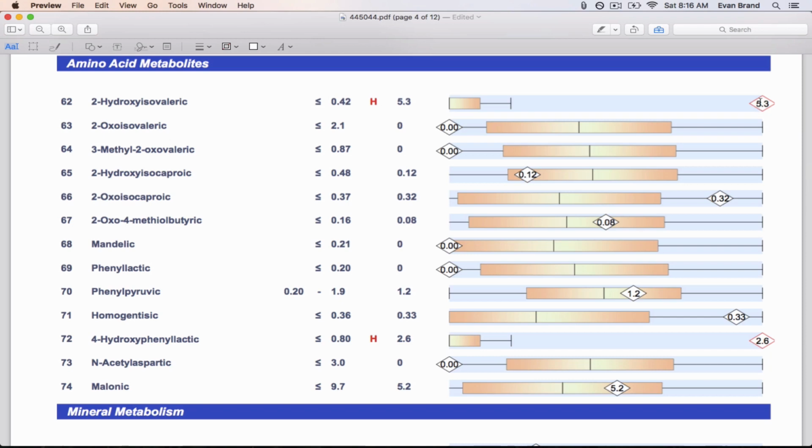So then we see some amino acids that are flagged high here as well. So just basically a total wreck overall. And this is probably one of the most flagged organics that I've seen in probably a year and a half.